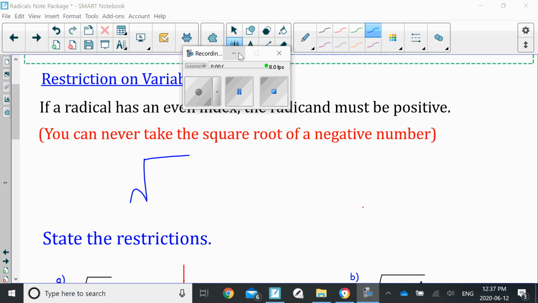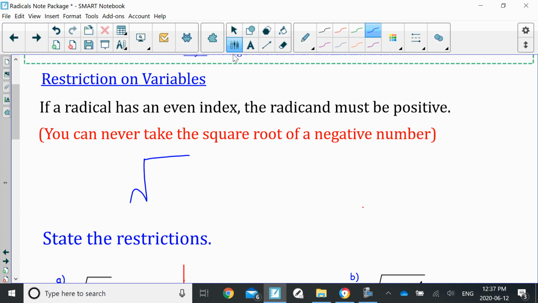Okay, when we're looking at restrictions on radicals, essentially what we want to look at is the radicand, so what's underneath the radical sign, and our restriction is that the radicand can never be a negative number, right? So if I had -5 here, we wouldn't be able to take the square root of a negative number.